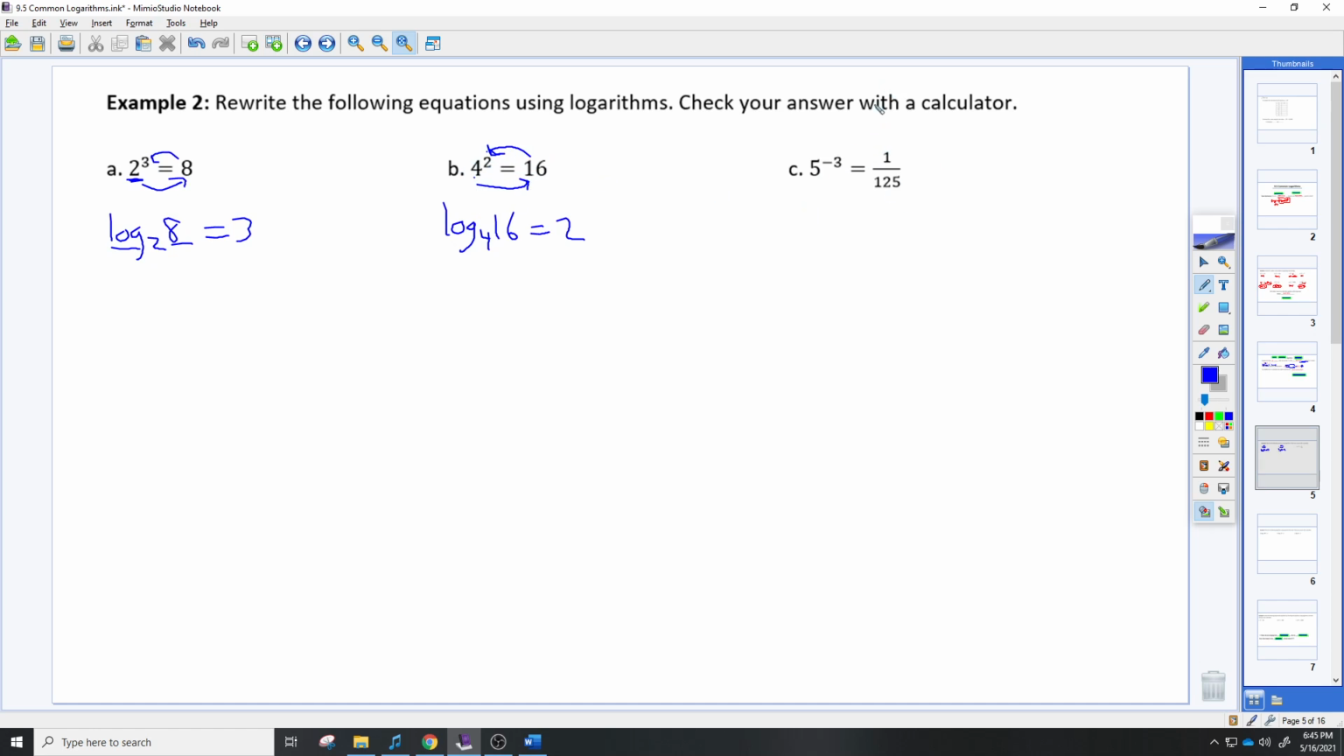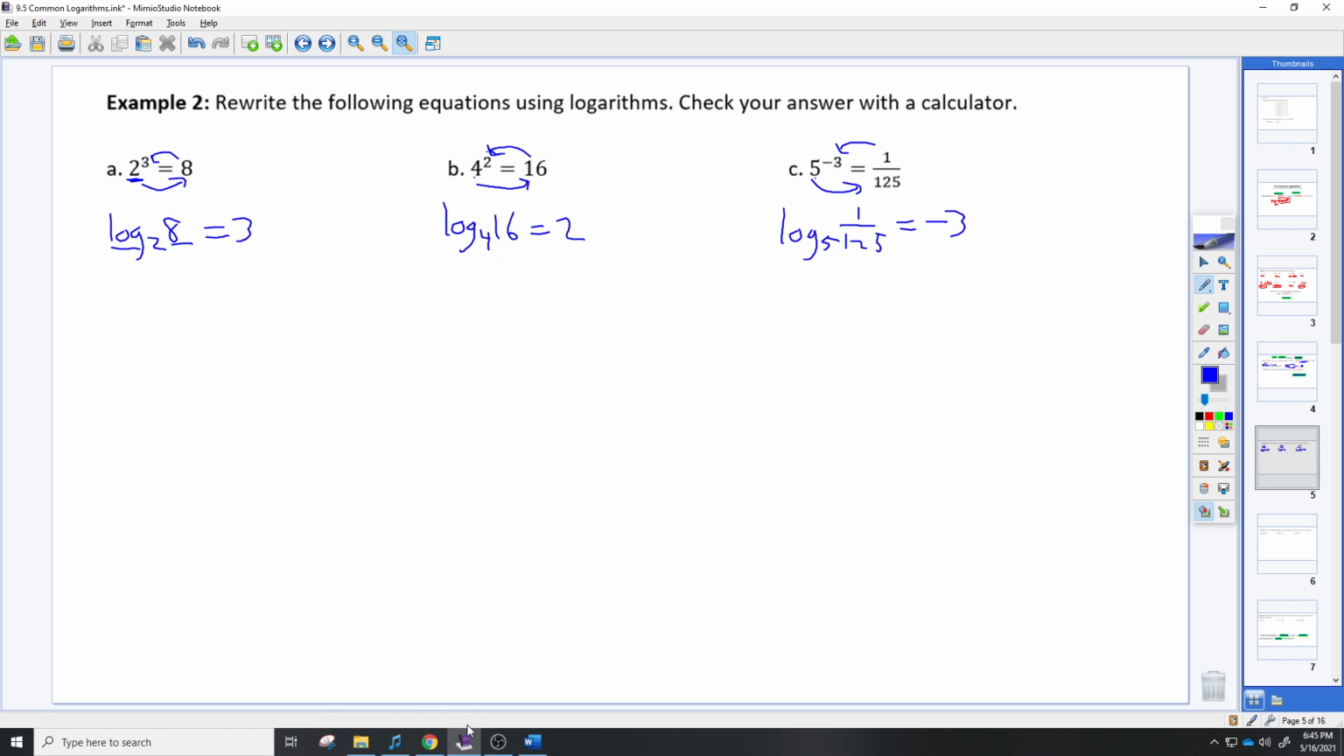These are all true statements. 5 to the negative third equals 1 over 125. That is correct as well. True statement. So log, our base is 5 of this number. So it's 1 over 125 equals, back around, negative 3. I'm not sure if I can put the fraction in there on the calculator, but we'll see.